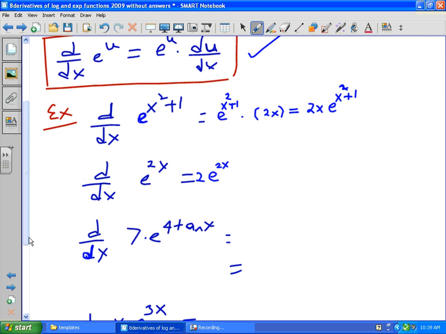The derivative of 7 times e to the power of 4 tangent x. Let me give you a moment.